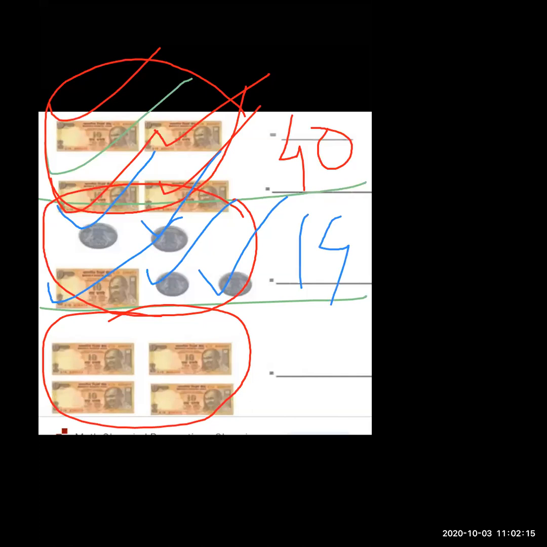Same sum is there. Go to the next. 14 is there. Second answer is what? 40. Go to the third one. 10 rupees plus 10 rupees plus 10 rupees plus 10 rupees. Again, 40 rupees are there. Yes or no?